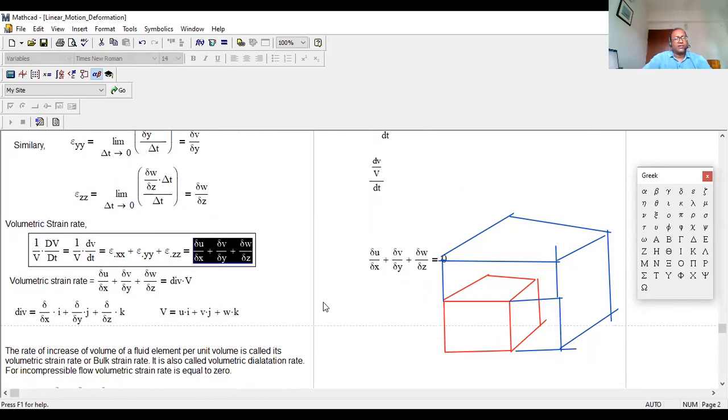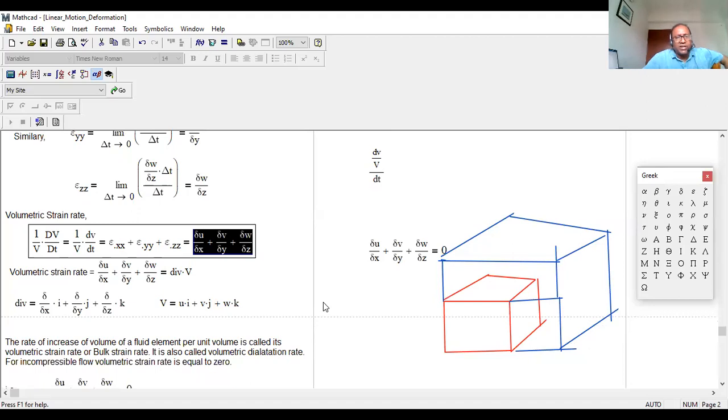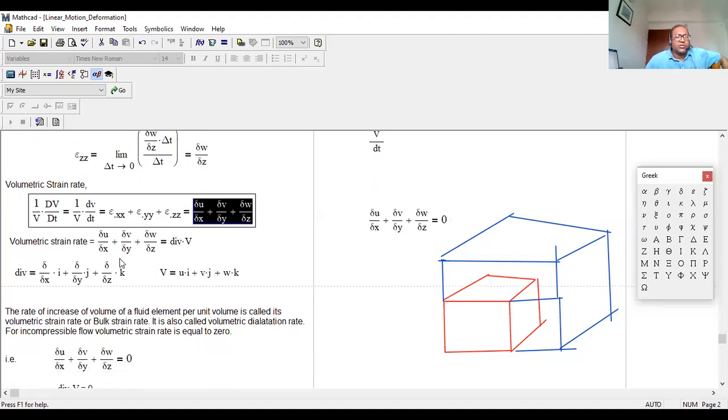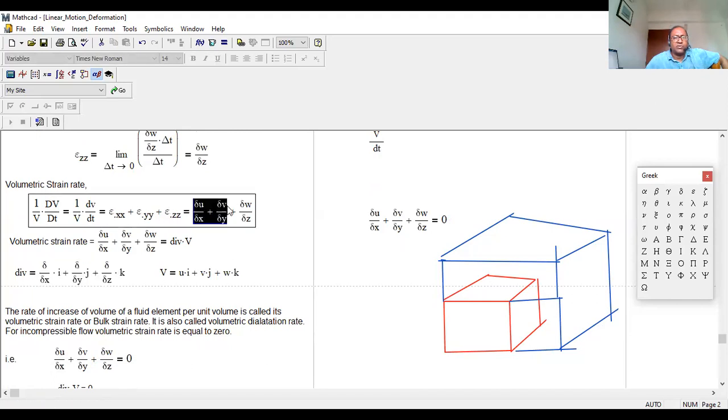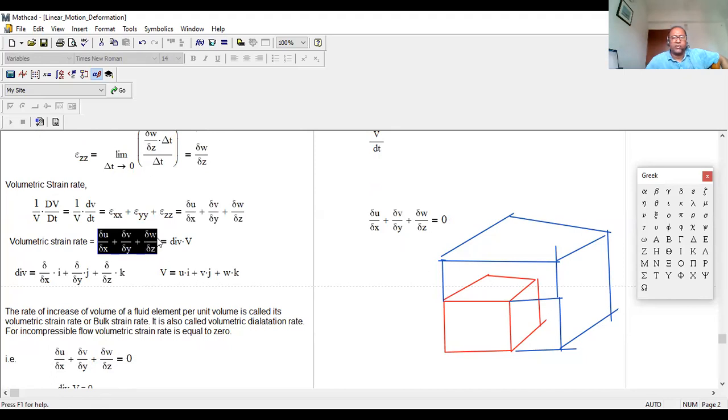Now we can express this in a simplified form. The volumetric strain, we can express with del dot V. If we know the velocity vector V equals this one, and the divergence operator is this one, then if you take the dot product, these two will give this one. So in short, you can say divergence of V.